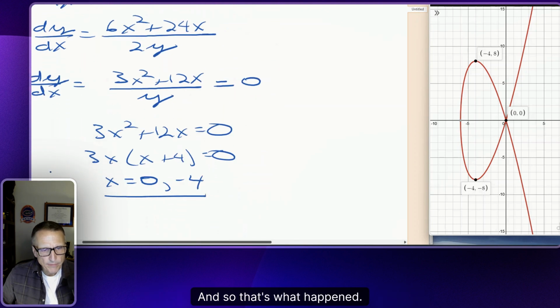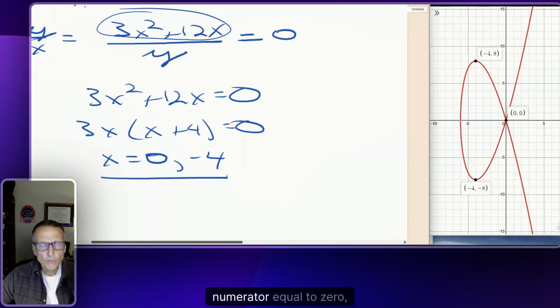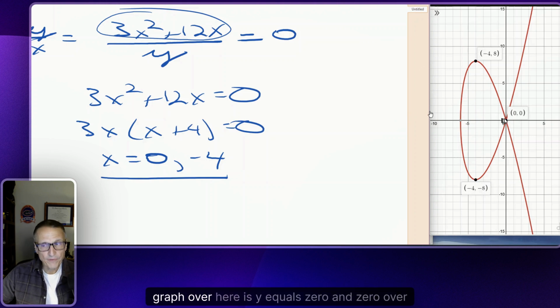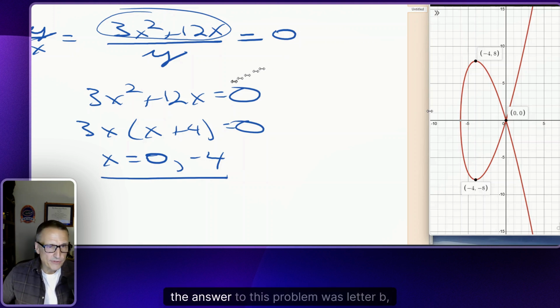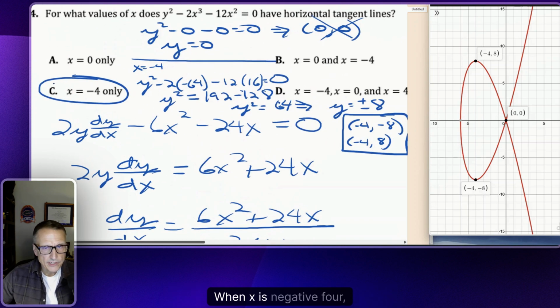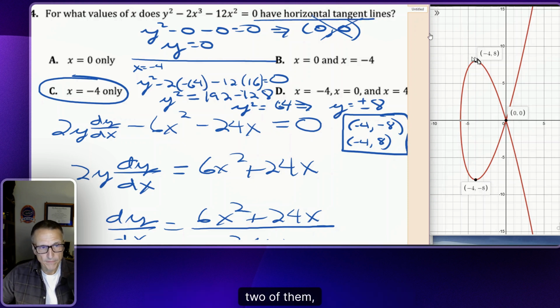And so that's what happened. Even though x equals 0 made the numerator equal to 0, that did not mean that dy dx was 0, because it just so happens that the y value that goes with x equals 0, as you can see on the graph over here, is y equals 0, and 0 over 0 is not 0. It is undefined, or it does not exist, I should say. So anyways, the answer to this problem was letter B, -4. When x is -4, there is a horizontal tangent line, and there are 2 of them, but only at x equals -4.